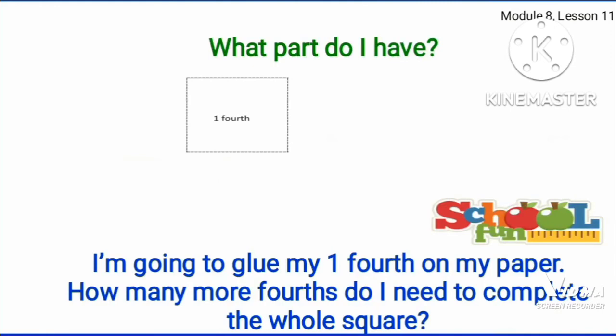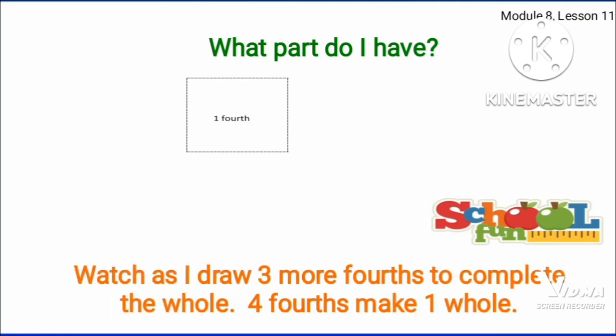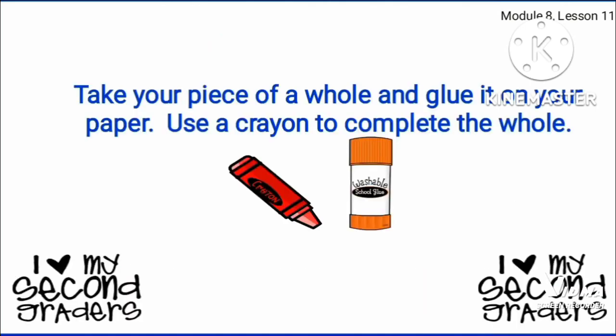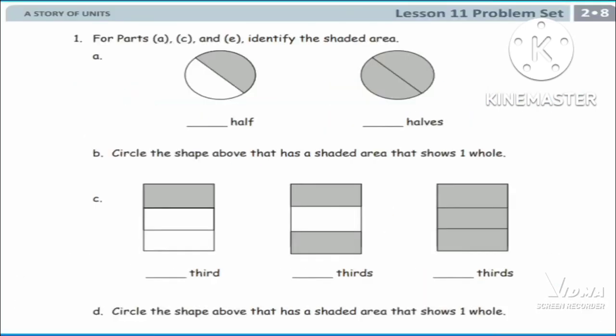Now, what part do I have? 1/4. I'm going to glue my 1/4 on my paper. How many more fourths do I need to complete the whole square? Watch as I draw 3 more fourths to complete the whole. 4 fourths makes 1 whole. You're going to do the same. Draw and make your own whole.